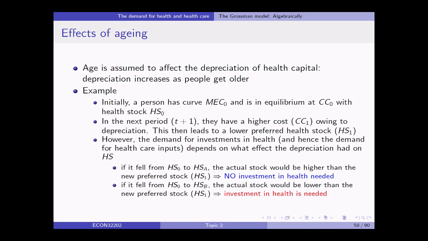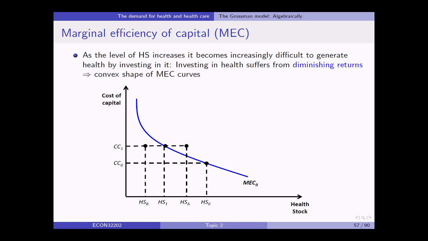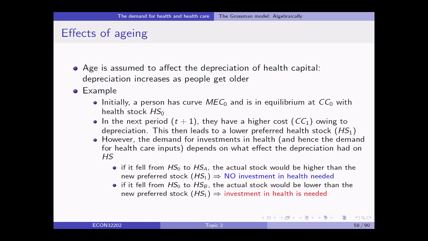So because people know this, they then make an informed choice. Do they want to proactively invest more than they have done historically, with an increased cost to counteract that depreciation? And that essentially depends on where it falls to. So if it's HSA, there is no investment needed. If it's HSB, there is investment needed. So again, very simplified model, and this does bear a lot of reality to the real world. We know people do make these decisions. They might not think about them in these economic terms, but essentially this is what they do. And people are making decisions about whether they want to expend time, money, effort, improving their health, or whether they're happy for this natural depreciation process to basically play its course.